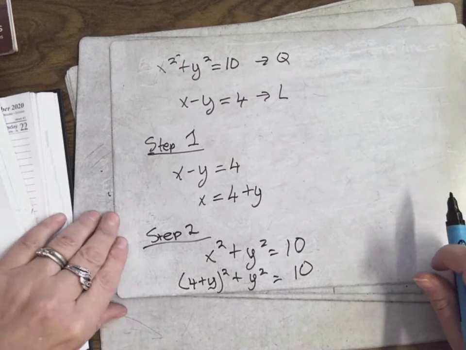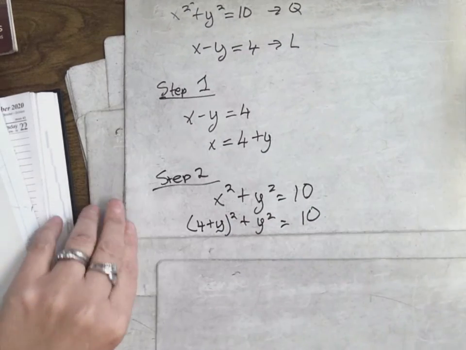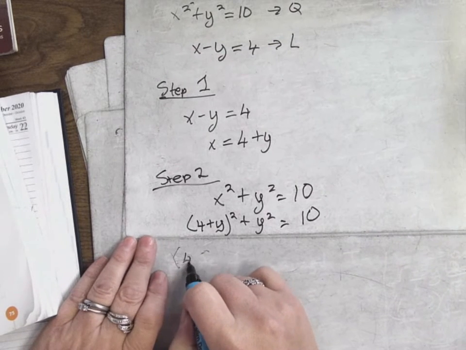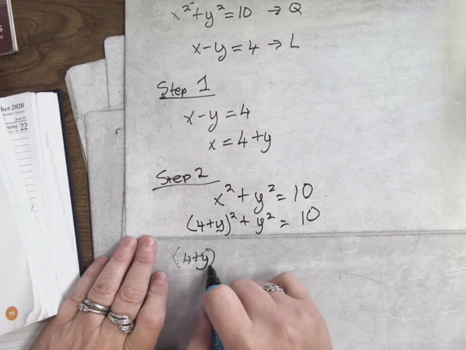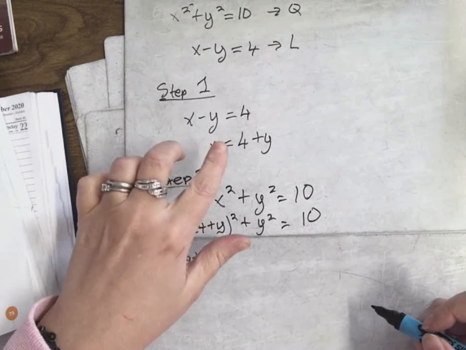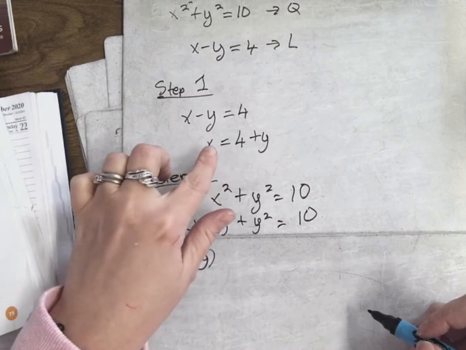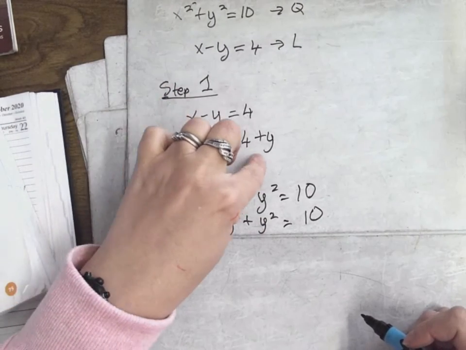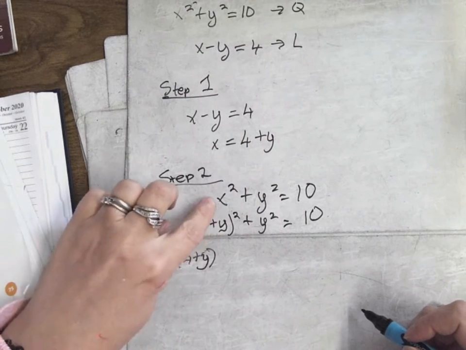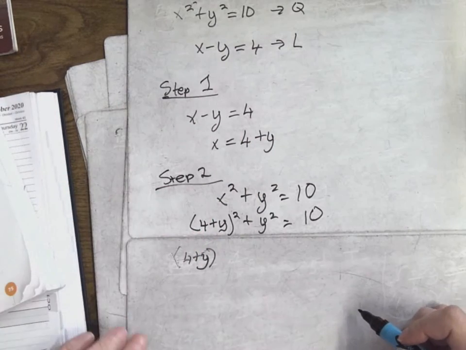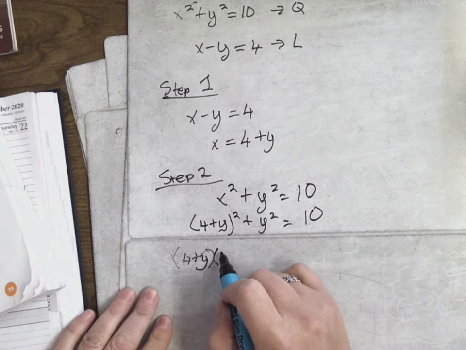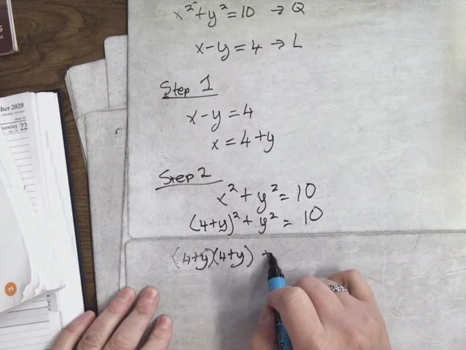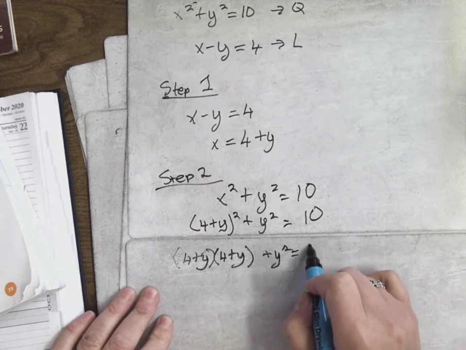Right? Okay. So then I need to know, what does 4 plus y squared mean? Wait, why did you get rid of the x? Because instead of x, I know x is the same as 4 plus y. So that's what step 1 told me, that x is the same as 4 plus y. So instead of putting x, I put 4 plus y, because I know they're the same. So 4 plus y squared means 4 plus y multiplied by 4 plus y. Okay? Then I have plus y squared equals 10.